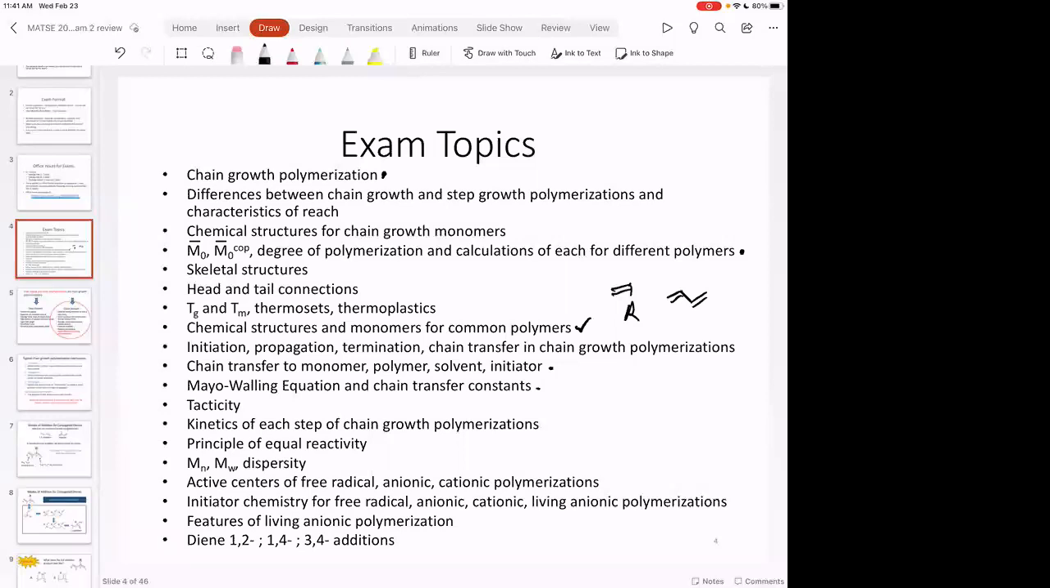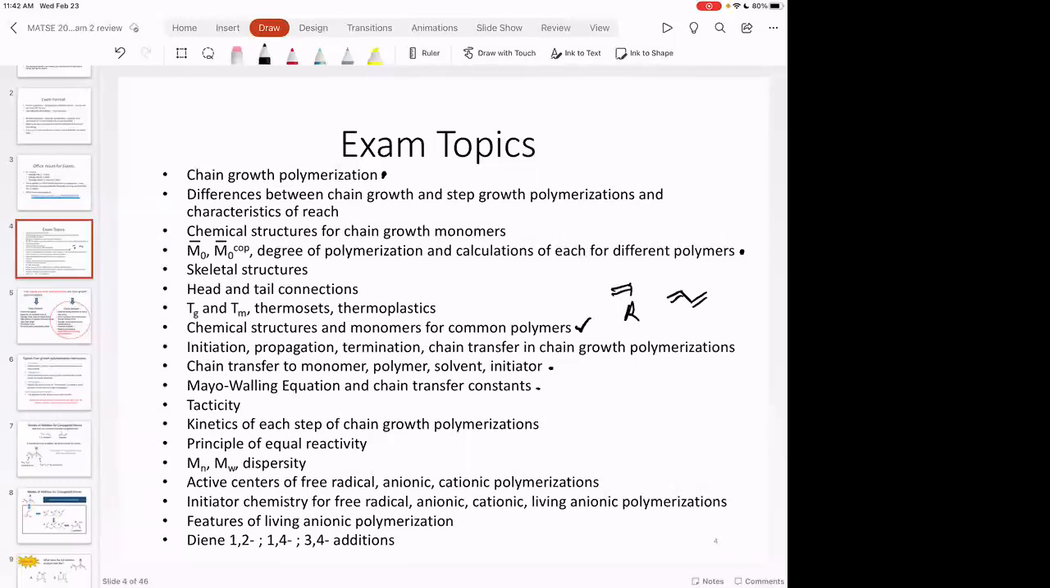Now, you're not going to have to write tens of chemical mechanisms on the exam, right? Because it will be multiple choice. You'll have to identify what's going on. Perhaps you'll have to write a little chemistry on the written part, but it's not going to be like one of the homework problems where you had a bunch of different things to write.